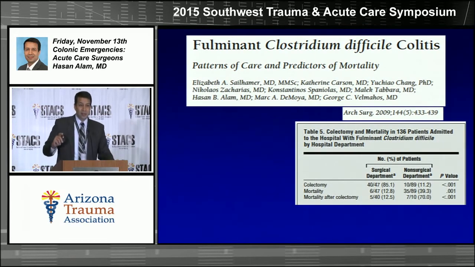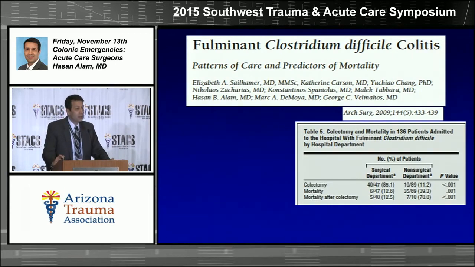And this essentially just points out that when they go to the medicine service, there's a delay in getting a surgical consult. By the time surgery is done, it's too little, too late. You know, we're talking about a 70% mortality of these patients when they were admitted to the medicine service.